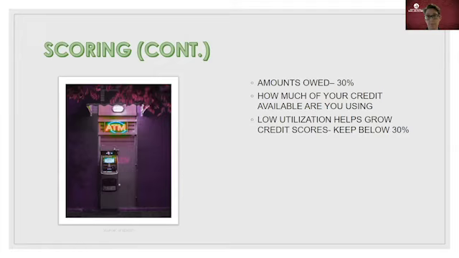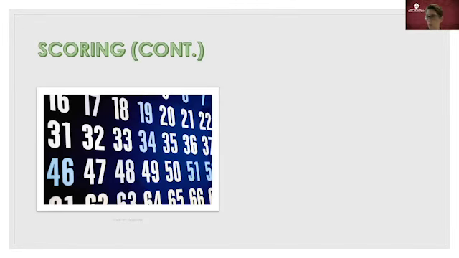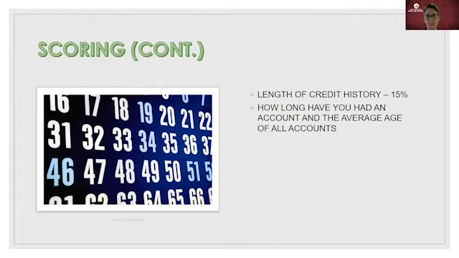So that's amounts owed. Okay, next is length of credit history. That's 15%. How long have you had an account and the average age of all accounts? This just goes back to the idea that we want to know who you are.